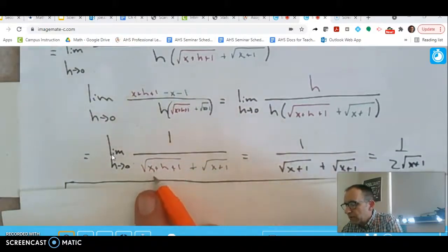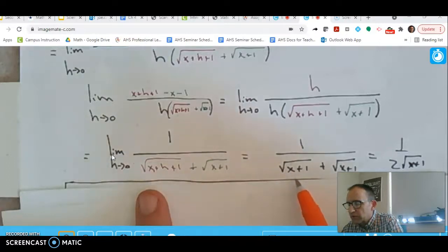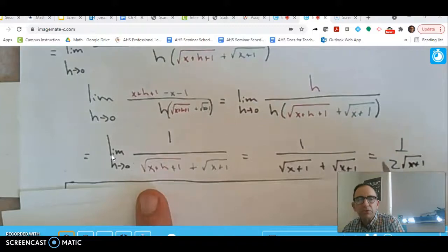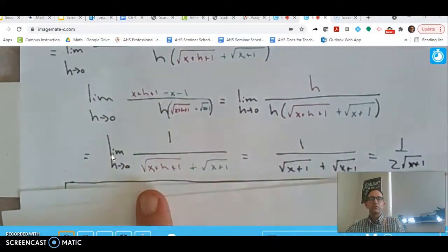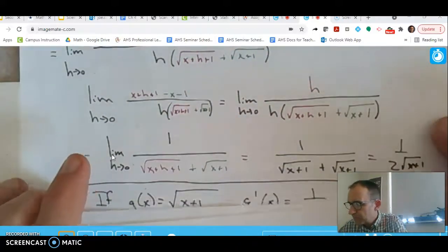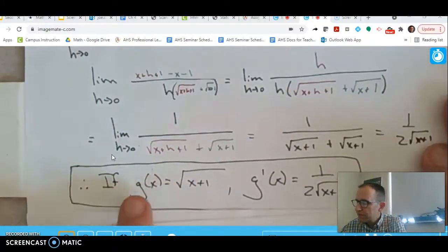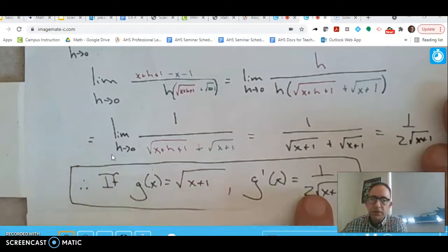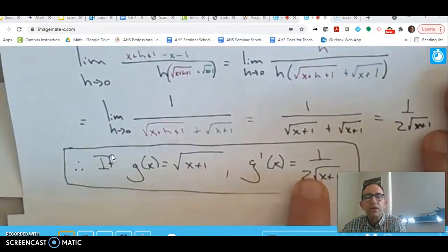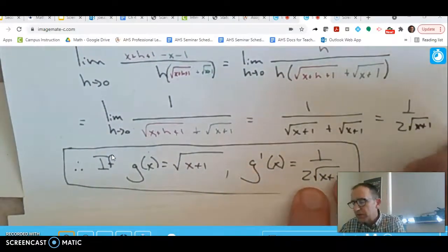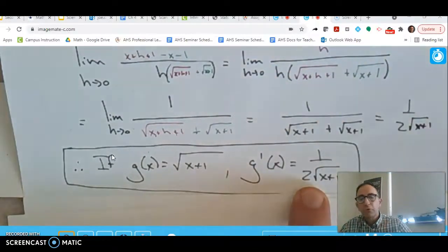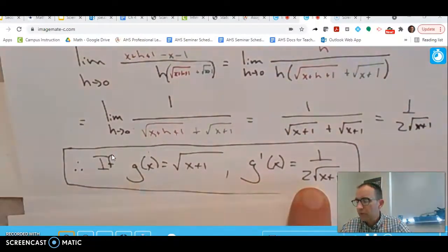So this will become x plus 0 plus 1, or just x plus 1 under this square root, and the square root of x plus 1 plus the square root of x plus 1 gives us 2 times the square root of x plus 1 in the denominator. So if we wanted to find the derivative of g of x, it would look like this. Notice that this will always produce positive answers, so what we talked about before will be true. The slope of the tangent line will always be positive.